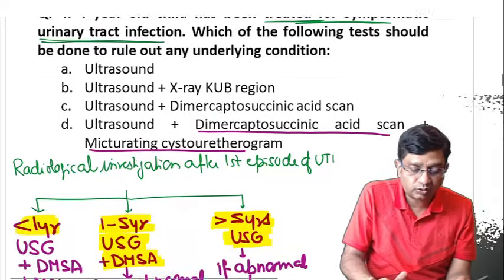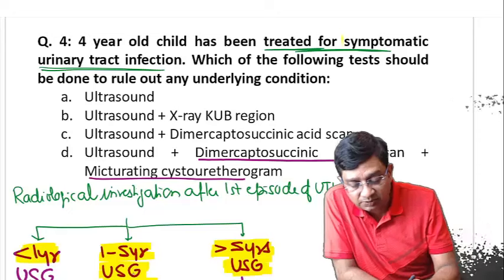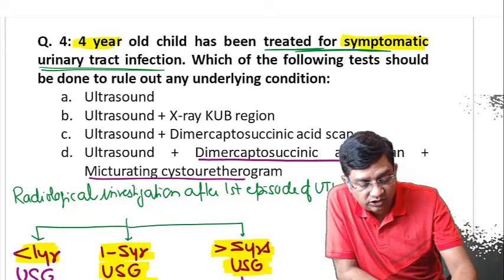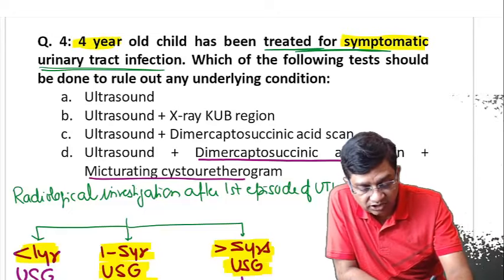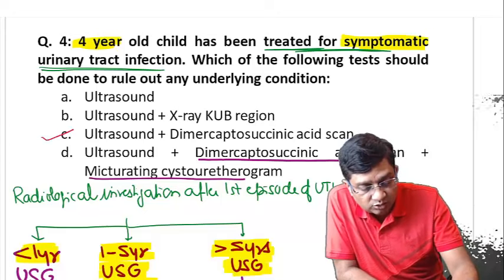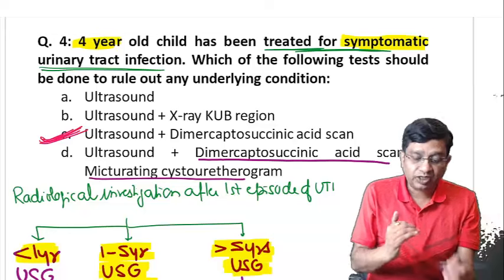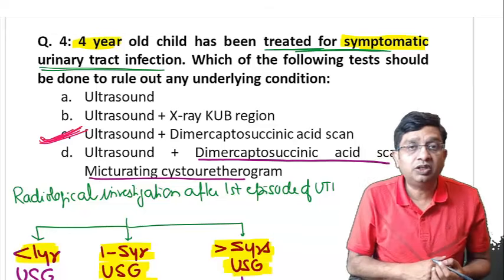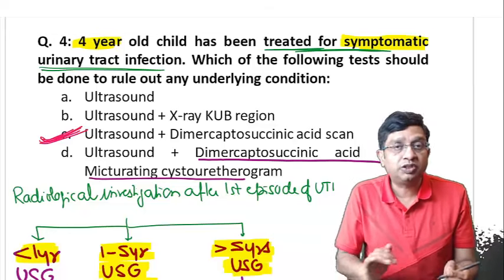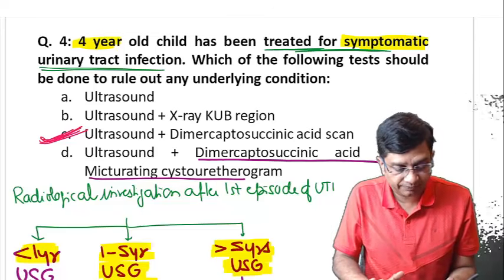So now we look at the question again. The child has been symptomatic, age is 4 years. 2 investigations are indicated, that is ultrasonography plus dimercaptosuccinic acid scan. And if any one of these is abnormal, we will go for MCU, micturating cystourethrogram.